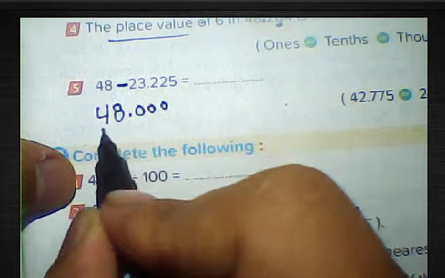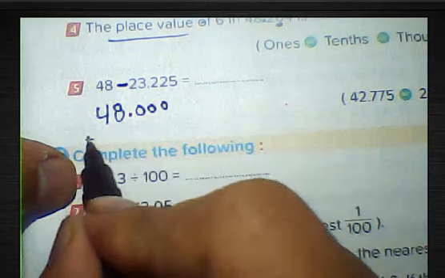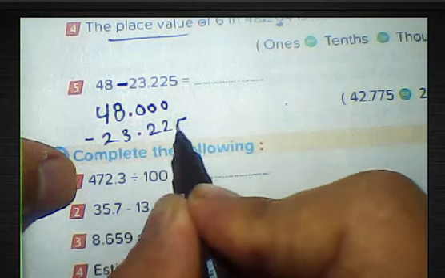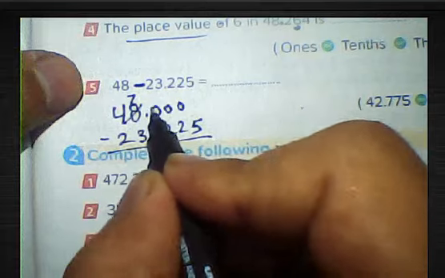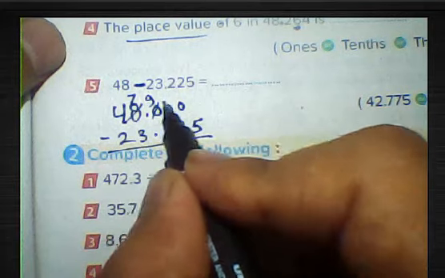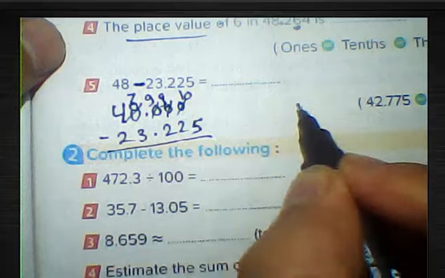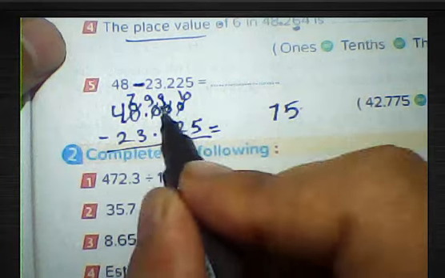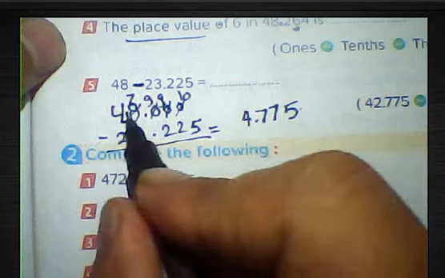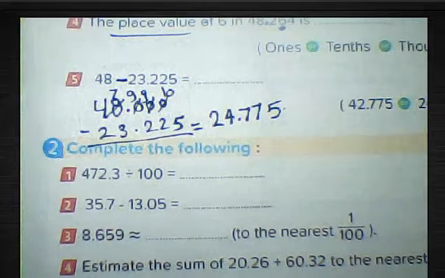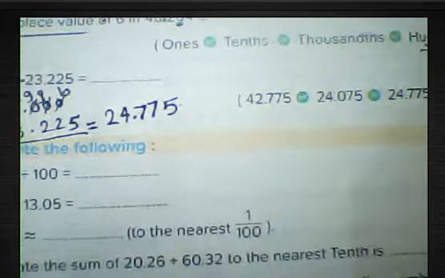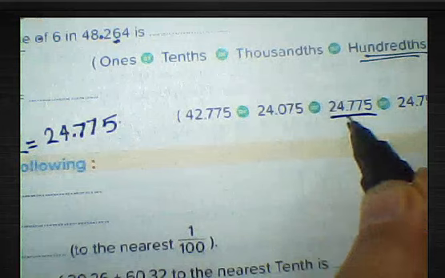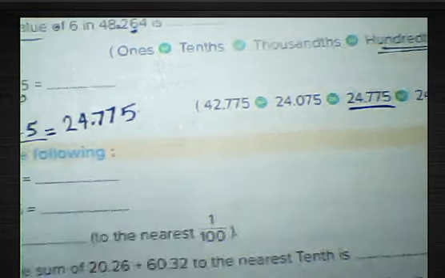48 subtract this number. We must equalize the places. Put 0 behind the point here. Then 48.30 minus 23.225. You can find the difference. 0 minus 5, we can't do it. Borrow 1 from the digit here, it will be 7. And 0 will be 10. 10 borrow 1 from 10 to be 9. It will be 10. Borrow 1 to be 9. And 0 to be 10. 10 minus 5 equals 5. 9 minus 2 equals 7. 9 minus 2 equals 7. 7 minus 3 equals 4. 4 minus 2 equals 2. It will be 24.775, or 24,775 thousandths. Okay.